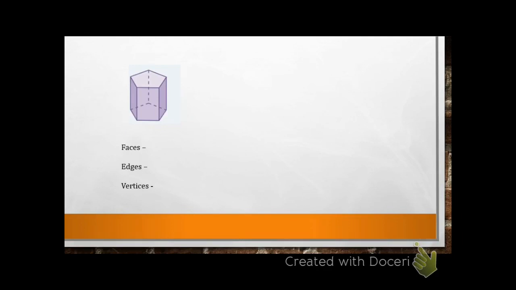All right, now let's see if you can do it this time. I'm going to give you some time to think about it. On your paper, just put F for faces, E for edges, V for vertices. I'm just going to walk you through it. Let's look at faces first, flat surfaces. Think about tops, bottoms, and sides. How many are there in this shape?